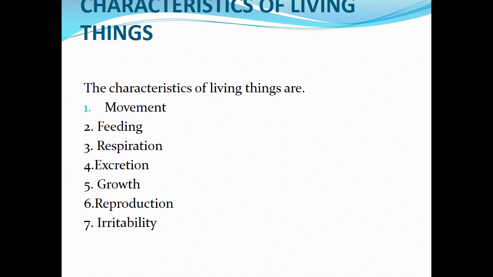Number 6, reproduction, which is the ability of living things to give birth to young ones of its own kind. And number 7, irritability, the ability of living things to respond to stimulus in their environment. So these are the characteristics of living things.